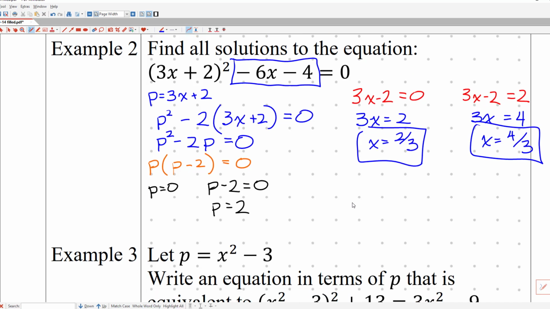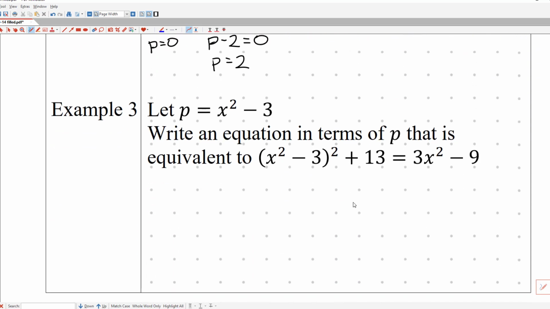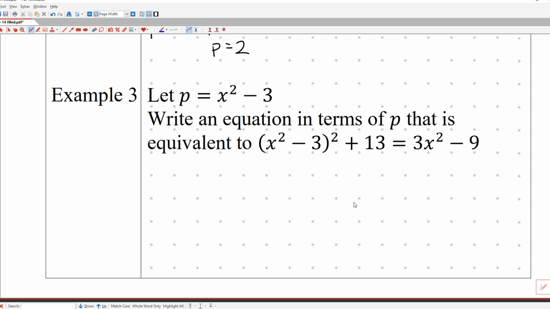All right, let's try example number 3. This one is the easiest type of all of them because you don't actually need to solve. It just says write an equation, and then it should say in the instructions maybe to make it clear, but don't solve this. Just use the substitution. So it even tells you, hey, I know what the value of p is. It's going to be x squared minus 3. So this x squared minus 3 is p. So I'm going to start rewriting. This is going to be p squared plus 13. I can't do anything with that 13 yet.